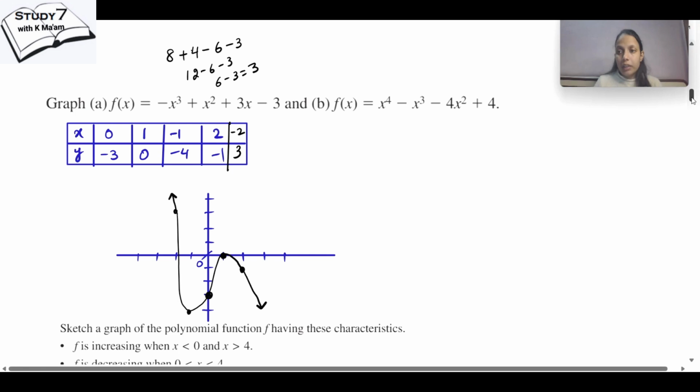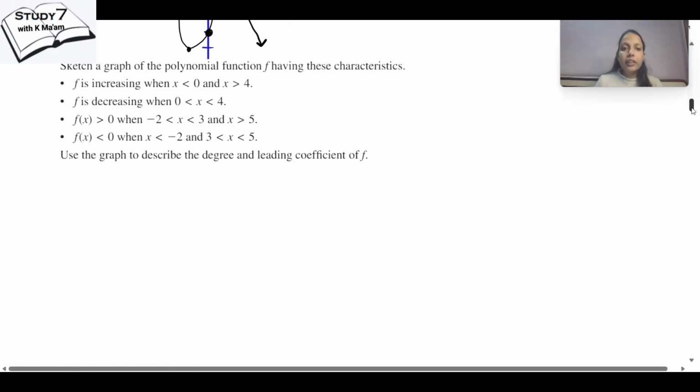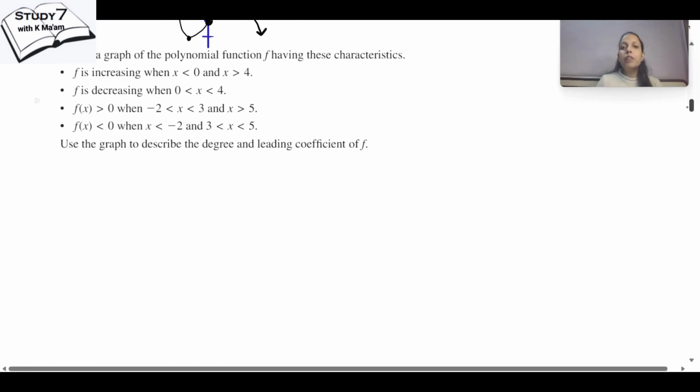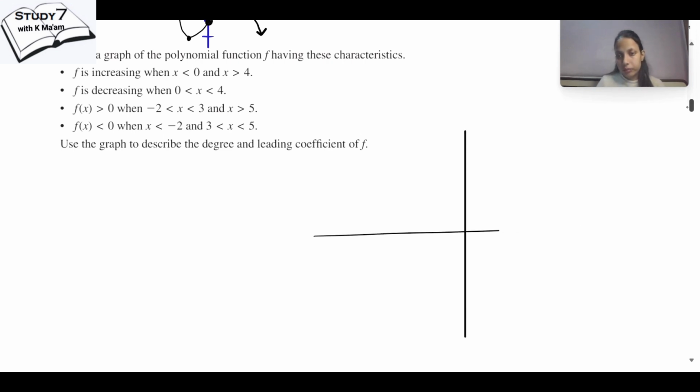Let's do the next one. Sketch the graph of the polynomial function f having these characteristics. So we are using 2, 3, 4 and 0. Let's draw it. 1, 2, 3, 4, 5, 6.